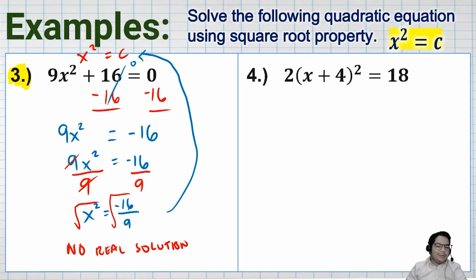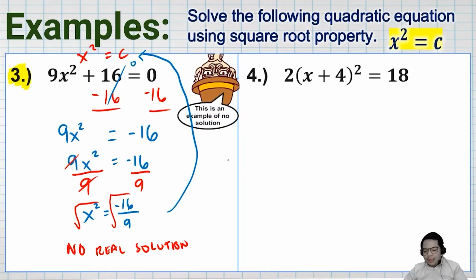Alam ko, nasa isip mo ngayon is 4 over 3 or negative 4 over 3 or positive negative 4 over 3. Mali yun. Kasi nga, negative 16 over 9. Kung naging positive yan, tama sana yung positive and negative 4 over 3. In this case, our answer is no real solution. So, sabi ni Master Sensei, ayan, this is an example of no solution.